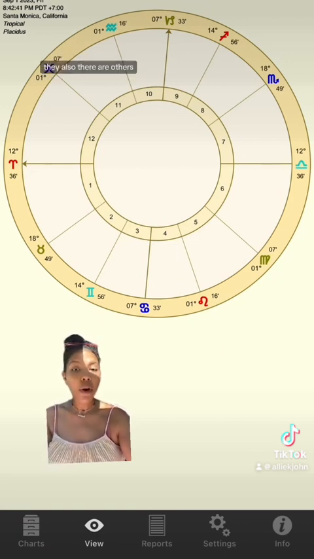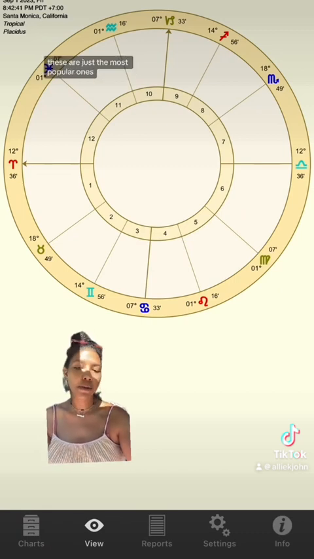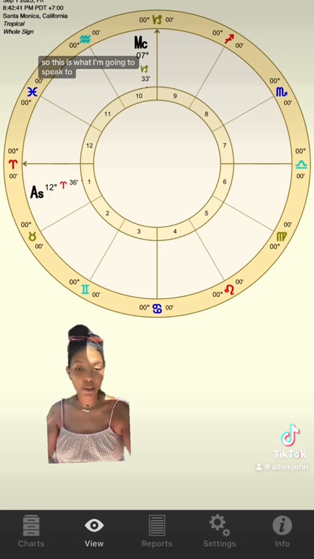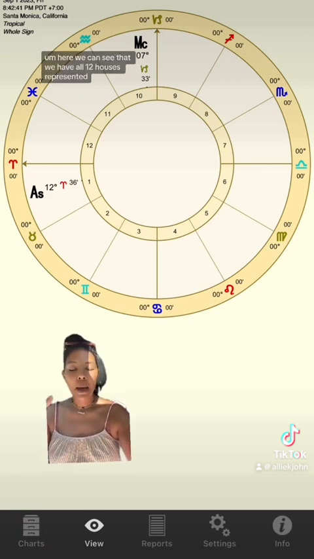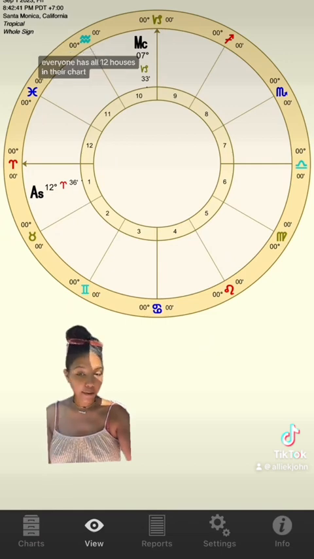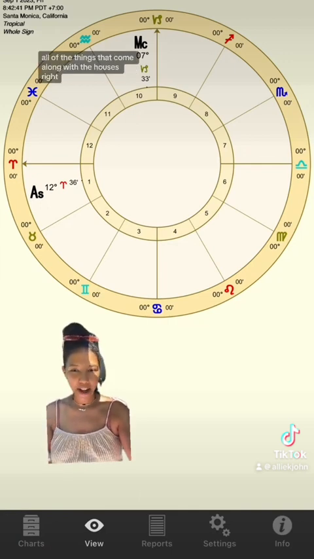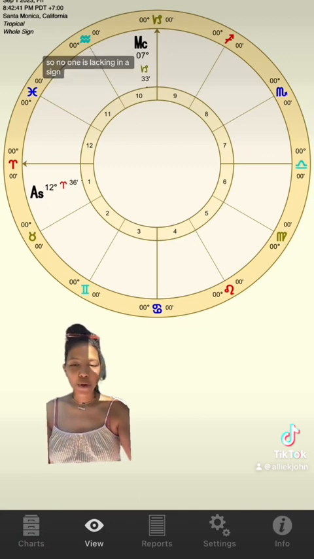There are others aside from these two. These are just the most popular ones, so I figured I'd explain these. So this is the house system I use, so this is what I'm going to speak to. Here we can see that we have all 12 houses represented. Everyone has all 12 houses in their chart, and therefore they will have the themes, the areas of life, and all of the things that come along with the houses, right? So no one is lacking in a sign, no one is lacking in a house, right? Whether or not you have placements there is a different question.